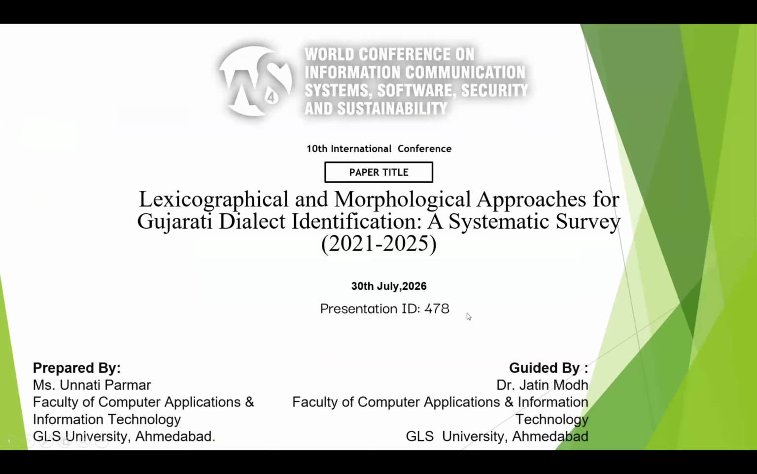Good evening, everyone. My name is Unnati Parmar from the Faculty of Computer Application and Information Technology at GLS University, Ahmedabad. This work is guided by Dr. Jatin Modi, also from FCIT, GLS University. I'll be presenting paper ID 478, Lexicographical and Morphological Approaches for Gujarati Dialect Identification, a Systematic Survey 21 to 25.